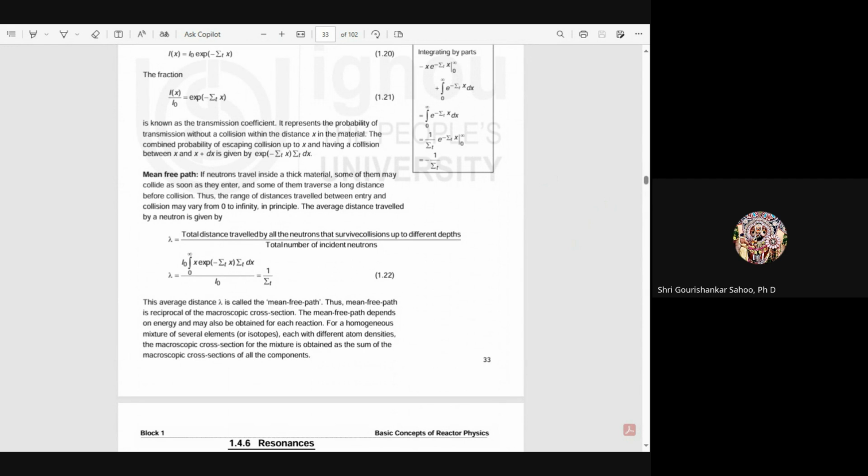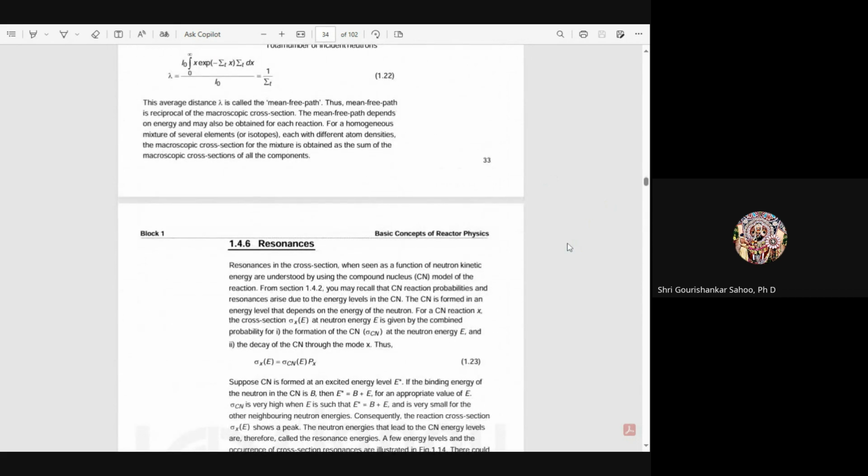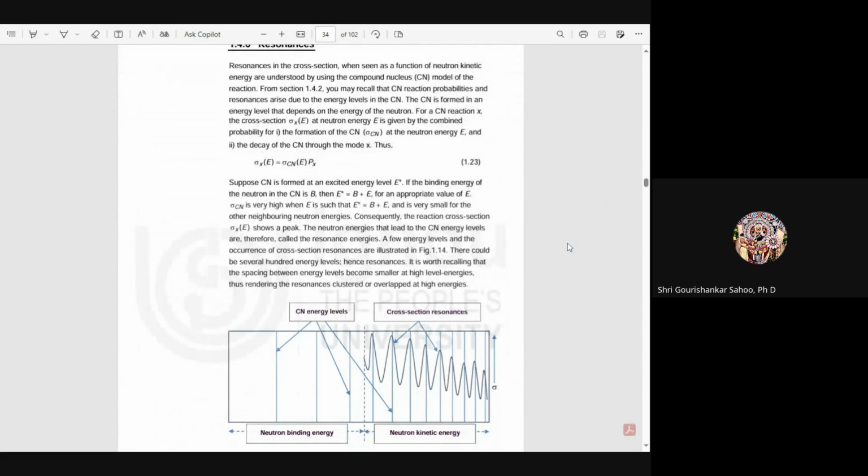For a homogeneous mixture of several elements or isotopes, each with different atom densities, the macroscopic cross section for the mixture is obtained as the sum of the macroscopic cross sections of all the components. Now we shall discuss resonance.